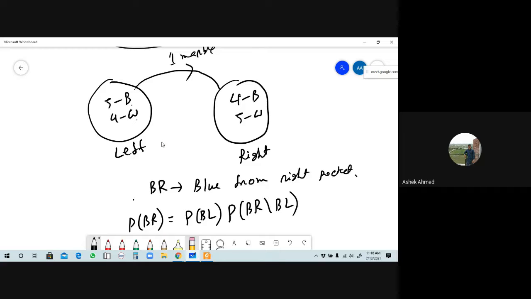There is another category of marble here, this is the white marble. So in that case we can say this will be plus here, because the blue marble and white marble are disjoint events. That's why we take addition here. This will be the probability of white from left, W L means white from left pocket and B L means blue from left pocket. L means left, R means right.